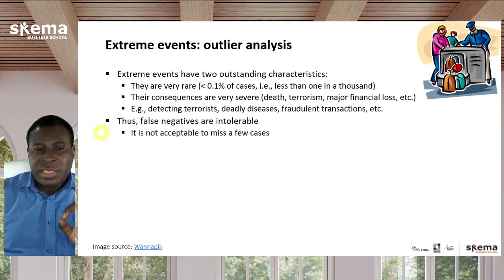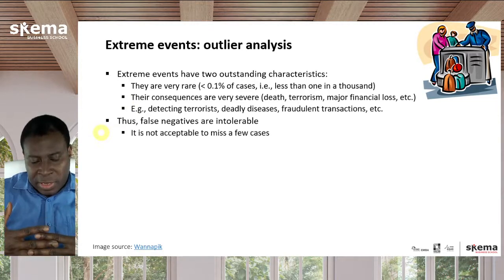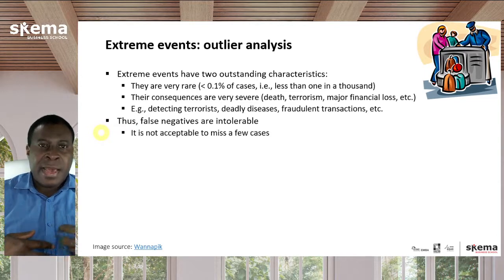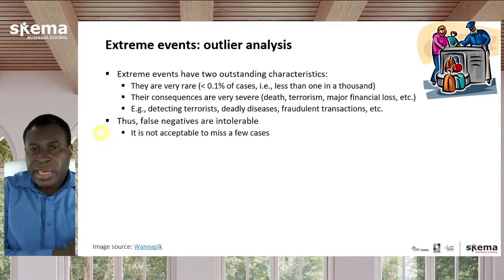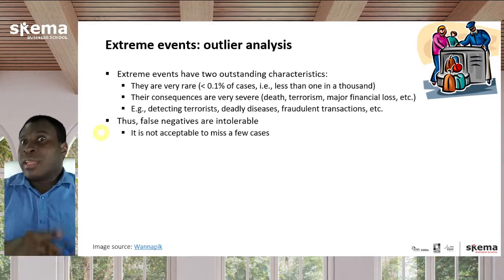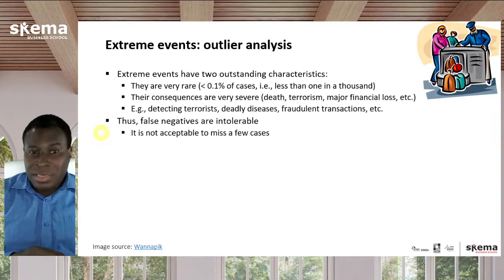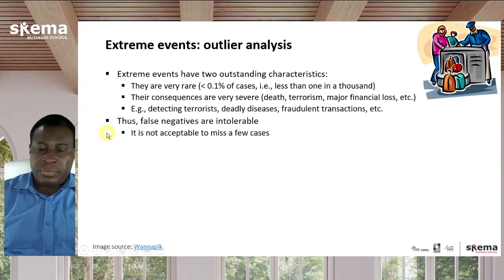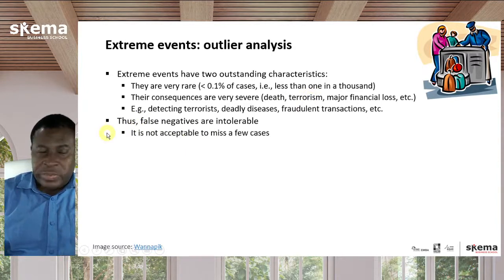And the implication is that false negatives are intolerable. A false negative is when an algorithm does its analysis and says these cases are not what you're looking for, but actually they are. So the algorithm missed those cases. And you just can't tolerate that in these kinds of scenarios. And that's the nature of extreme events.